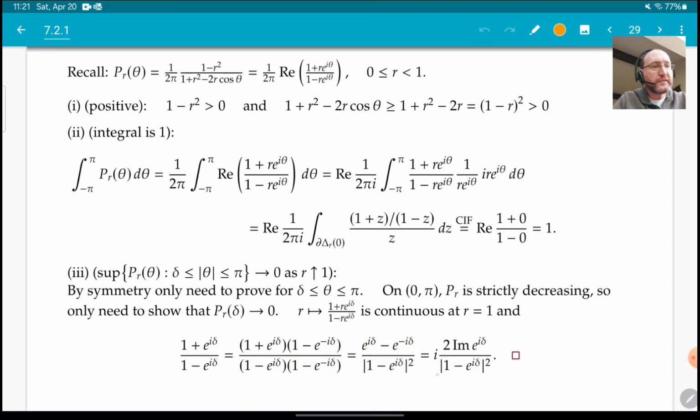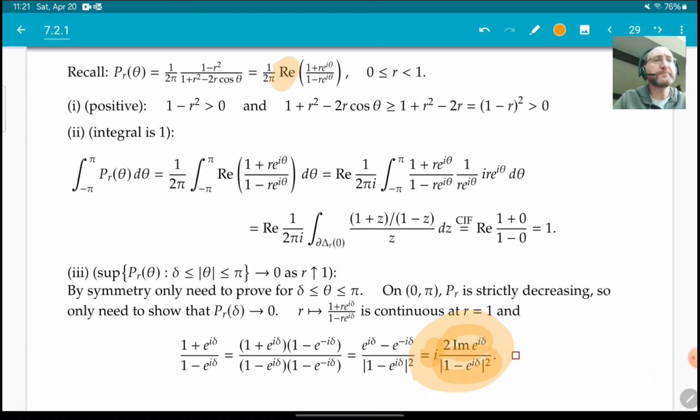which is 2i times the imaginary part of e to the i delta. So if I pull the i out, I have some real number here, and some real number here. So this number is purely imaginary. If we take its real part, it's 0. So the real part has to go to 0 as r goes to 1. Okay, so that proves the proposition.